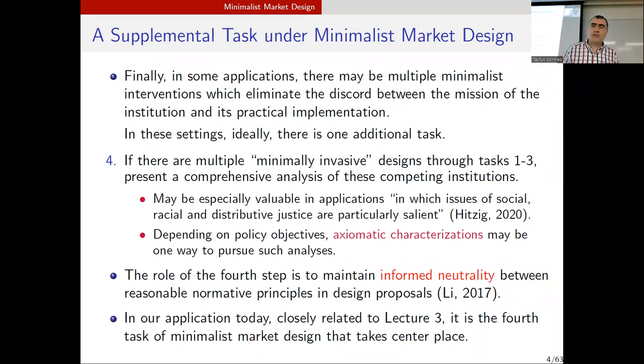This is also conceptually related to Sheng Wu Li's informed neutrality idea between reasonable ethical principles. That's what he says. I call it reasonable normative principles. So in terms of conceptual contribution, the focus today is that fourth supplemental task. And I expect in most applications, it will be relevant. But in some settings, it might be more important than the others. If there are socioeconomic discussions, if society is really sensitive about the outcome, then this fourth step might be very important.